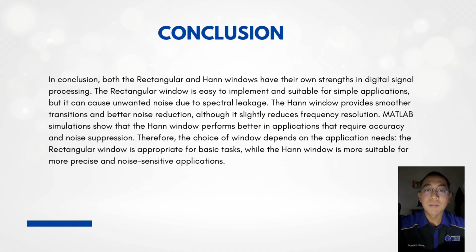In conclusion, both the rectangular and Hann windows have their own strengths in digital signal processing. The rectangular window is easy to implement and suitable for simple applications, but it can cause unwanted noise due to spectral leakage. The Hann window provides smooth transitions and better noise reduction, although with slightly reduced frequency resolution. MATLAB simulation shows that the Hann window performs better in applications requiring accuracy and noise suppression. Therefore, the choice of window depends on the application needs.